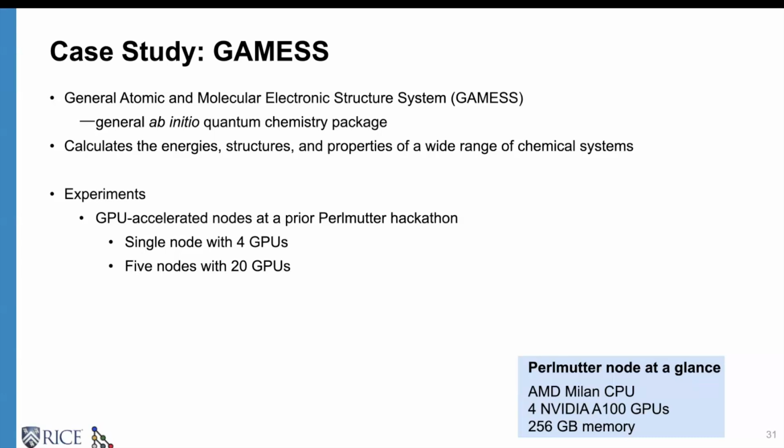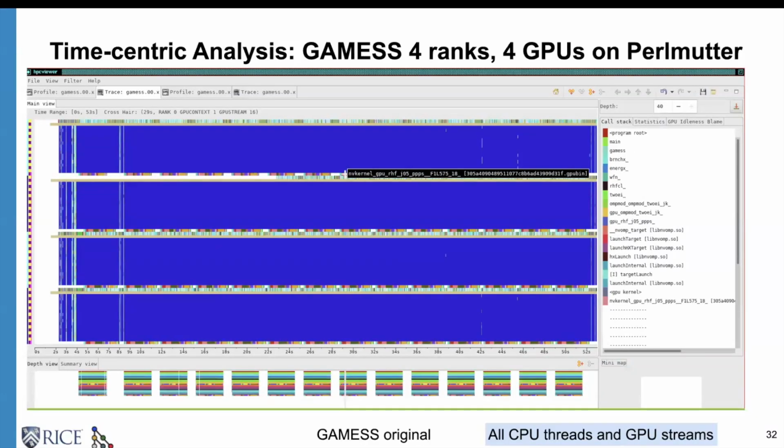All right, so let's take a look at GAMESS. When we bring up GAMESS, this was running on 4 ranks and 4 GPUs on Perlmutter. And when we open the trace view in the user interface, this is what we see. You're struck by this large amount of blue here. And the question is, what is that?